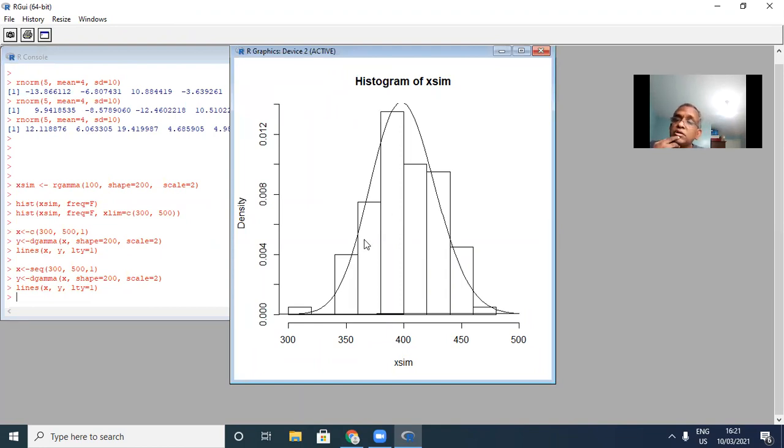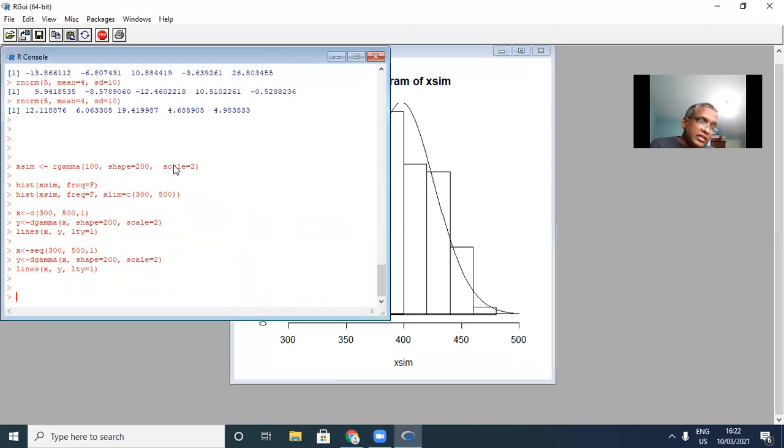You see what I have done. I have done the histogram, and on top of the histogram, I have drawn the density of a gamma distribution that I simulated the data from. So as you would expect, the curve is a good match to the histogram because the curve is the density of the gamma distribution that we simulated the data from, right? So it must be a good match.